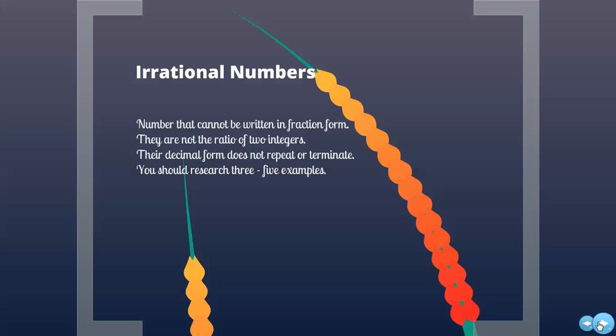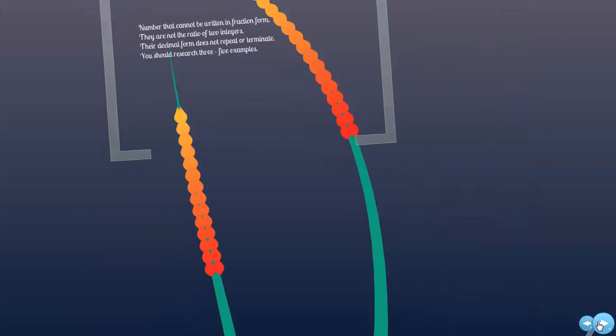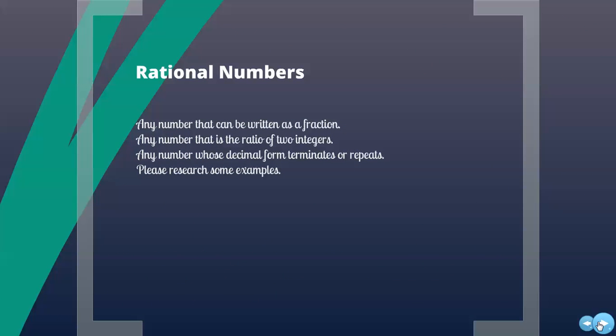The other subcategory of real numbers are the rational numbers. And these are any numbers that can be written as a fraction or as the ratio of two integers, or any number whose decimal form terminates or repeats. 3/4, 0.75, right? It terminates. 2/3, whose decimal form is 0.6 repeating, is a rational number.